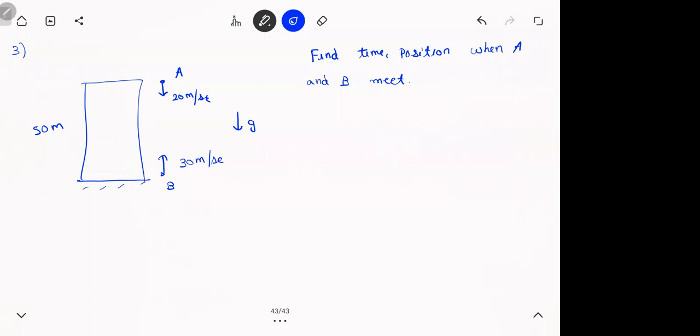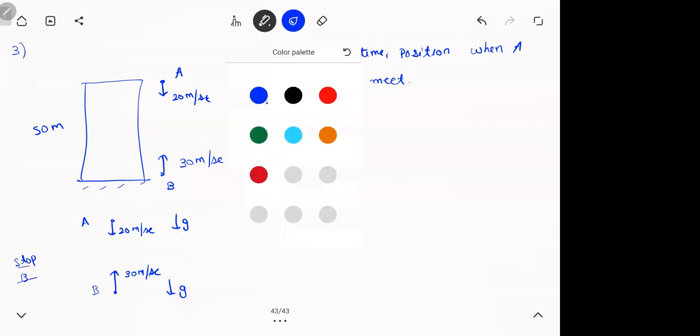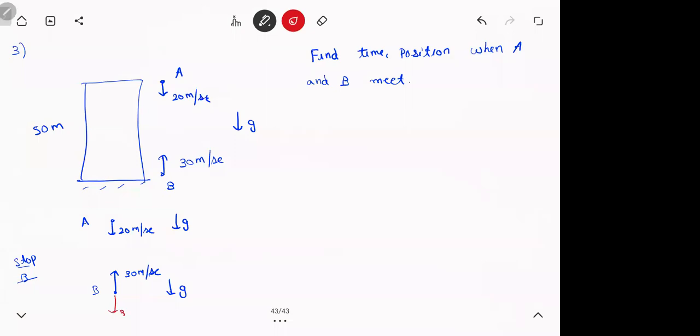How to do this thing? Choose any one. See. So B is going up 30 meters per second. Now don't forget there's an acceleration also, gravity. A is coming down 20 meters per second. Gravity is there. I'll stop B. Then what should you do? 30 backward, acceleration G upward. Fair enough? So then this will be 30 and this will be G upward.